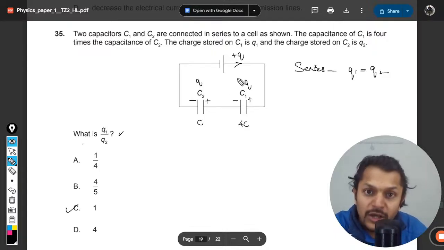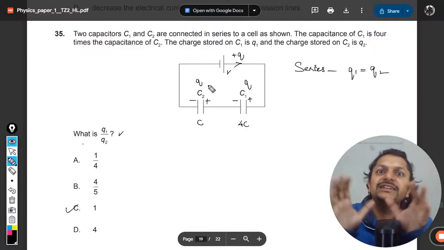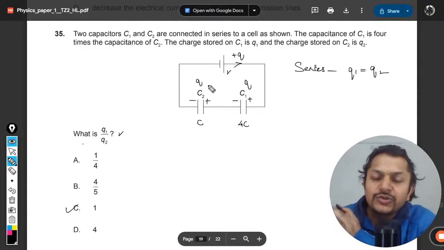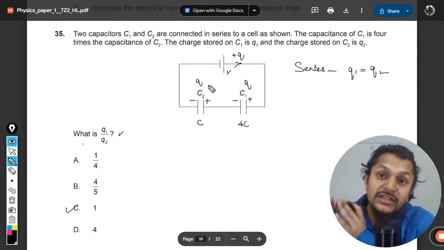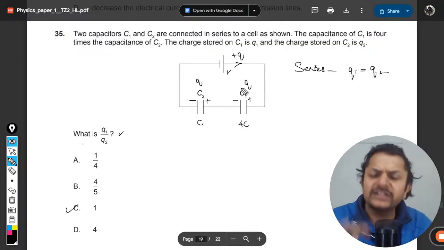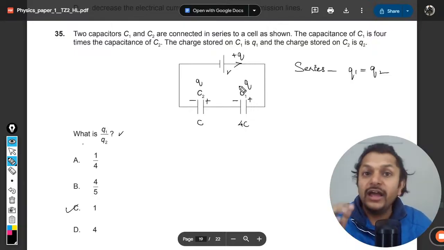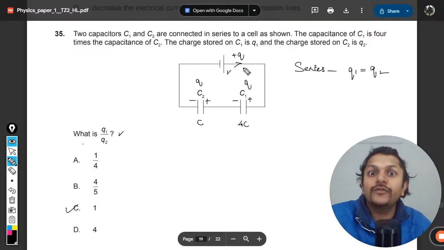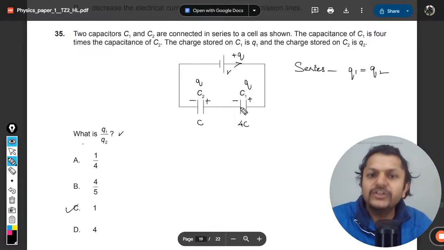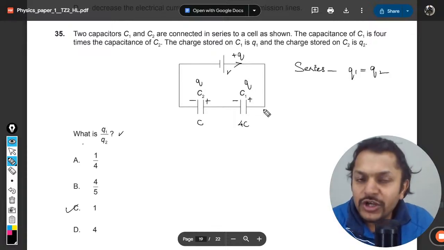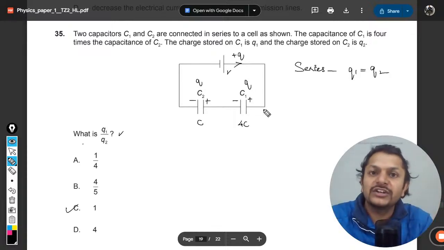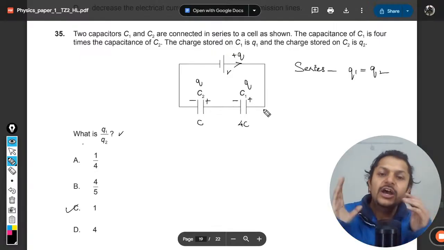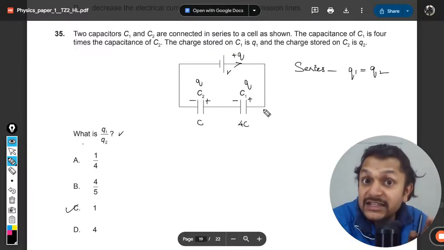Because overall the battery is releasing charge Q, all the other capacitors are getting charged because of induction. That is why they are having the same charge. And the ironic thought is that the charge withdrawn from the battery is Q, but both of the capacitors are having a charge Q. So it is not that 2Q charge should be coming from the battery. It is not like that. Okay, so this is the series combination.